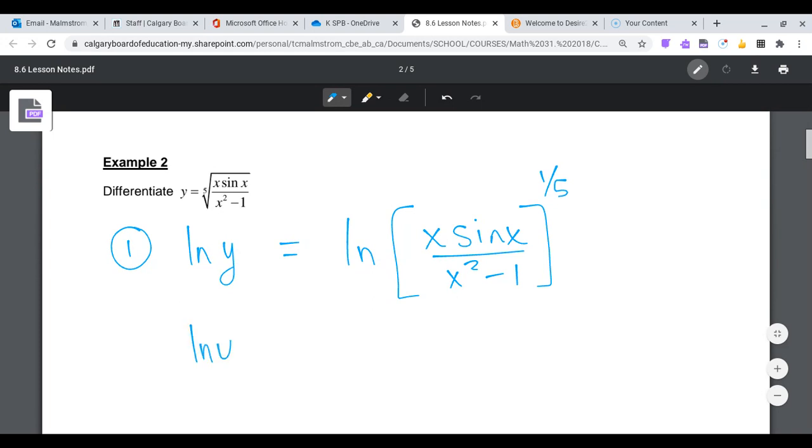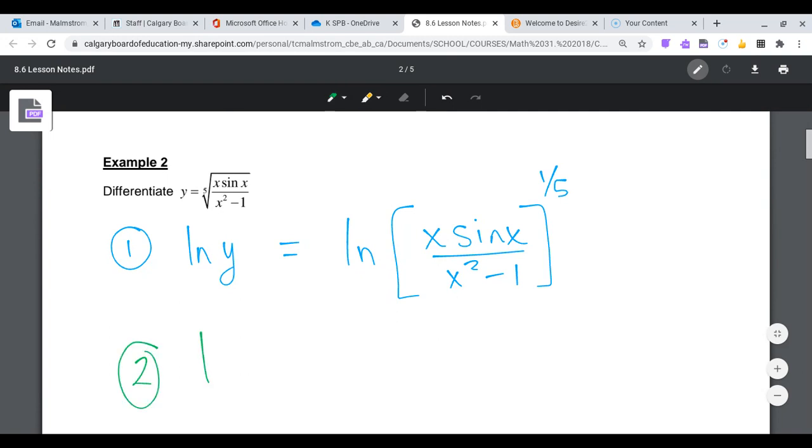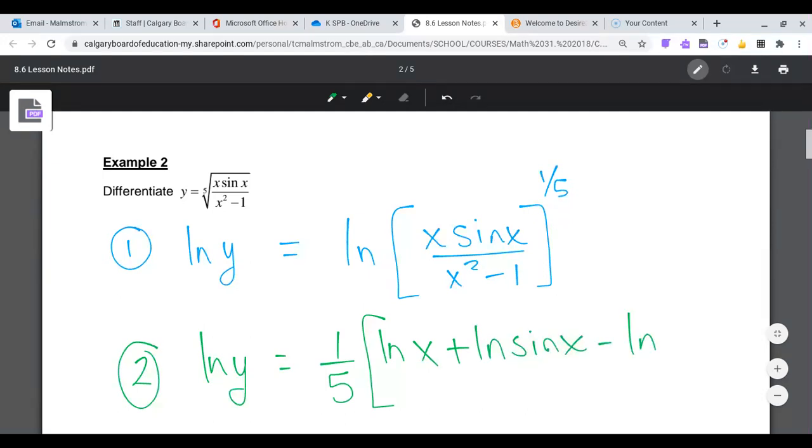So now I'm going to tidy this up. Oh, let's use a different color because it's more fun. Green. Here we go. Step 2. ln y is equal to, we're going to put that 1/5 in the front. And then I'm going to expand out with my log laws, but make sure you have brackets on that because the 1/5 was to the whole thing. So we have ln x plus ln sine x minus ln (x squared minus 1).